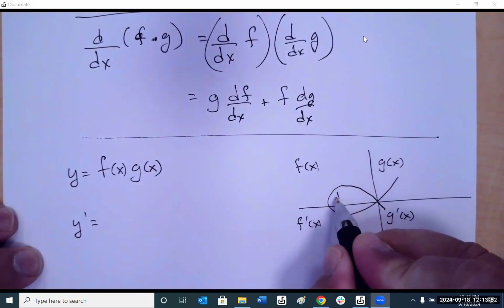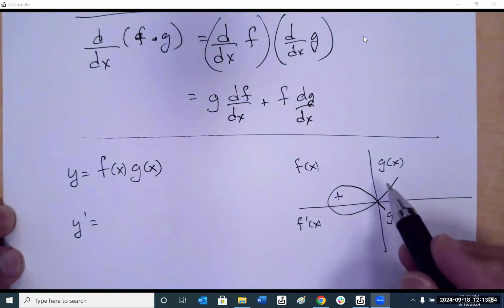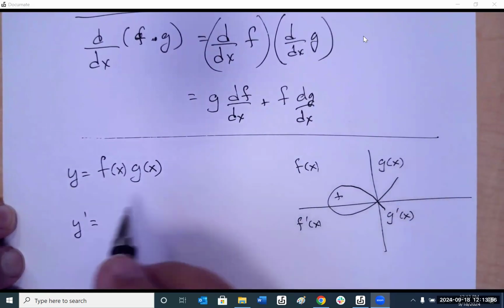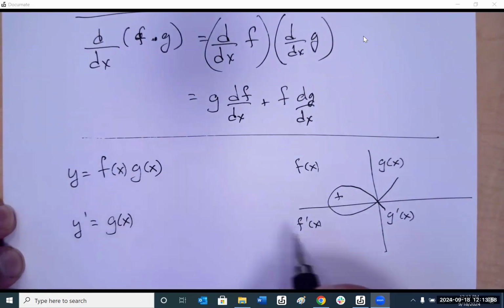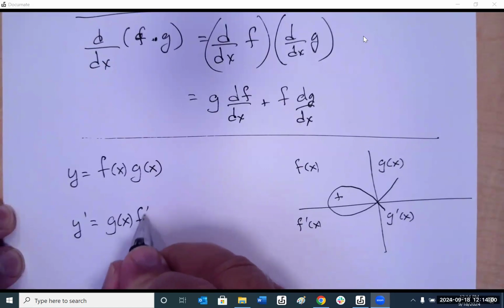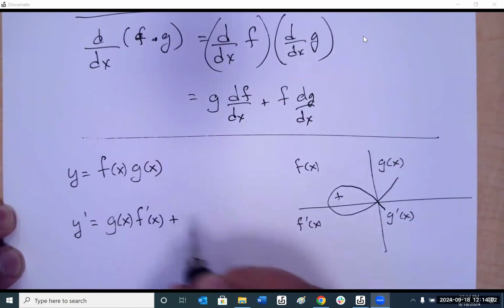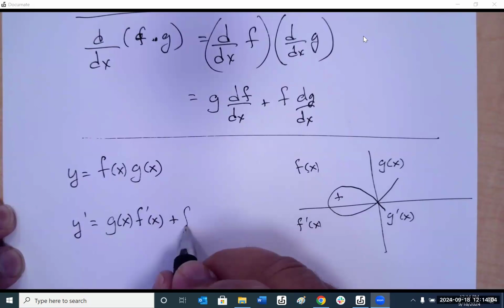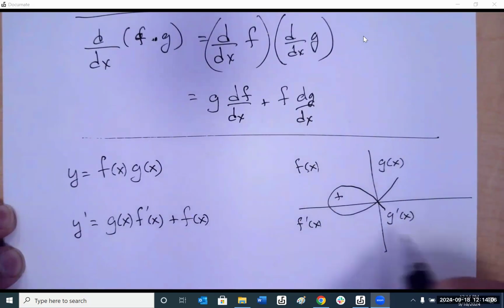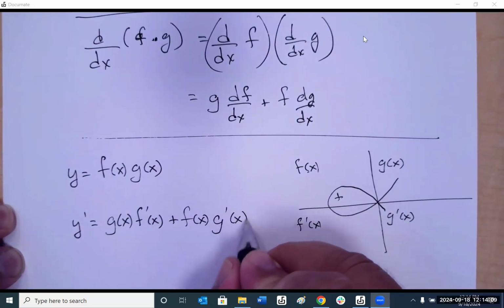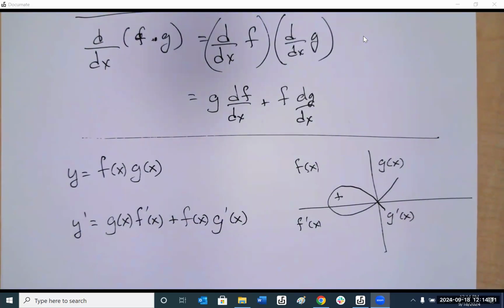And since it's product, we're going to add. So what it's telling us is g times f prime plus f times g prime. That's what it's telling us. That's the easier way to look at it, because it's also going to help us when we do the quotient rule.